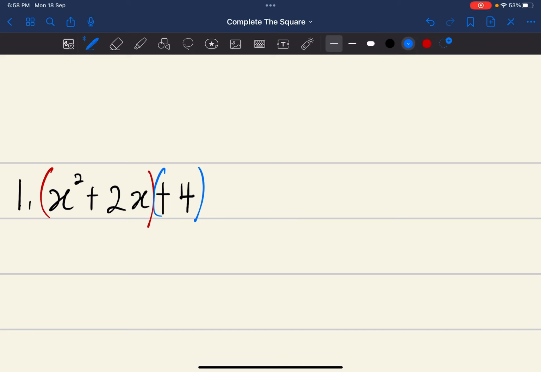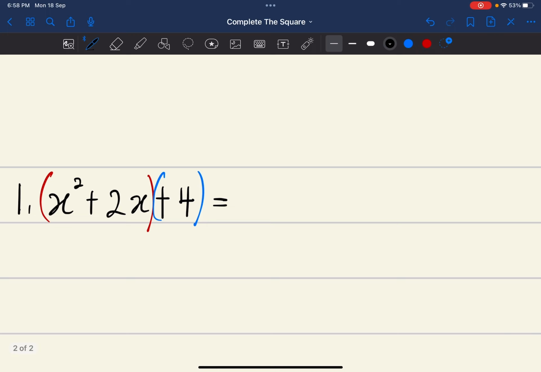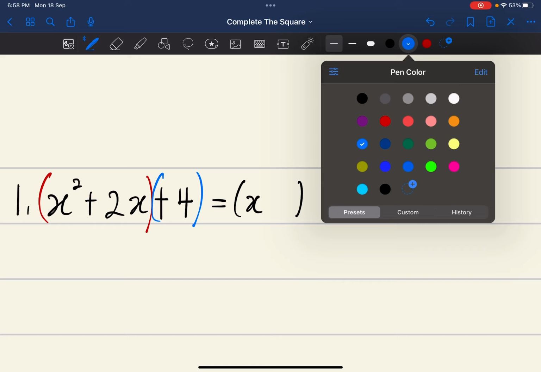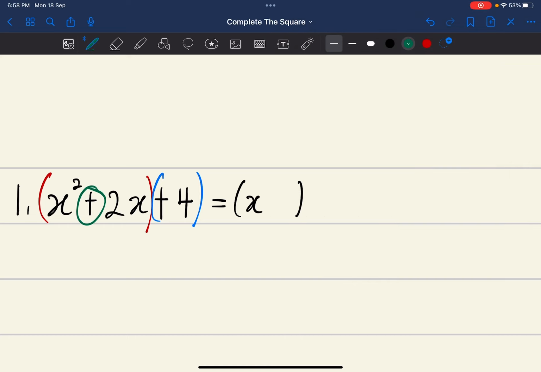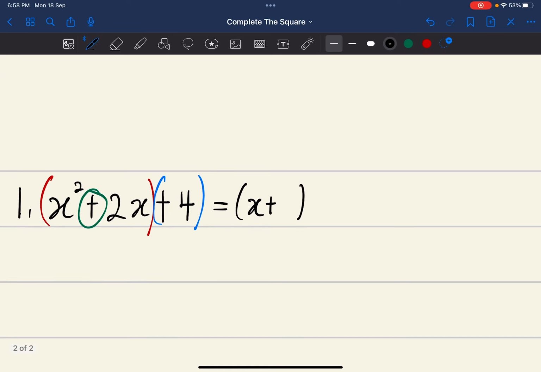So I always deal with the red part first, and this technique always involves dealing with the red part first. Once that is done, we can move on to the blue part. So first things first, to deal with the red part, what you want to do is to write a bracket with an x inside. The next thing you want to do is look at the sign of the coefficient of x. In this case, the sign, as you can see, is positive. So the bracket has to be positive inside of it.